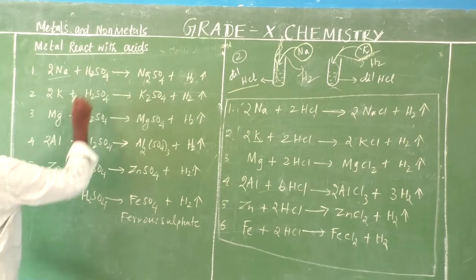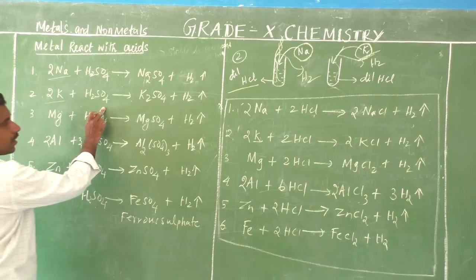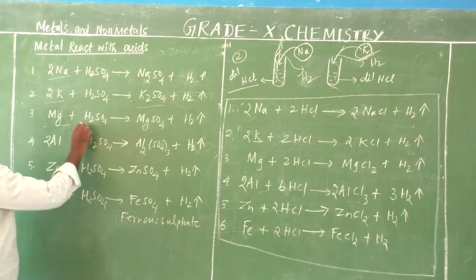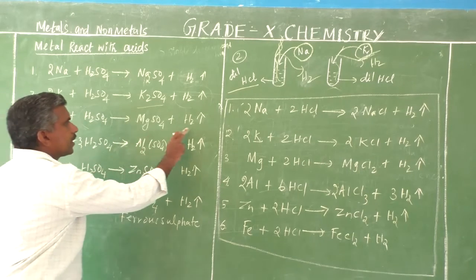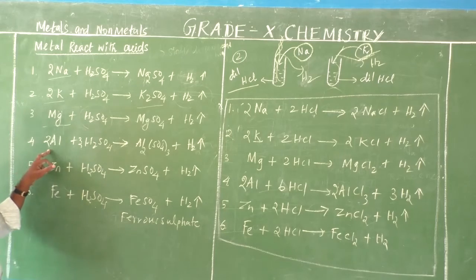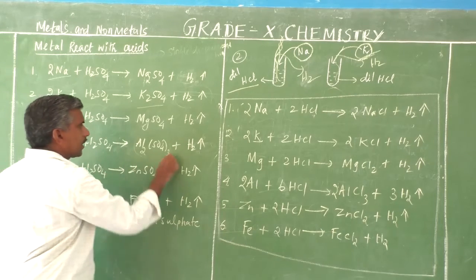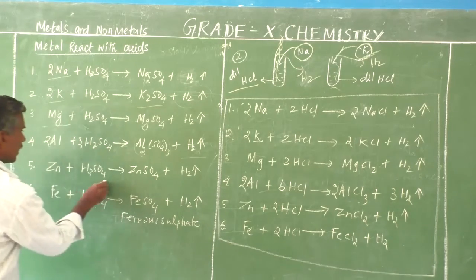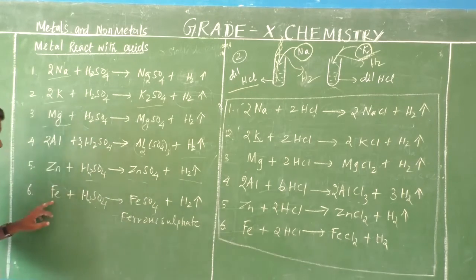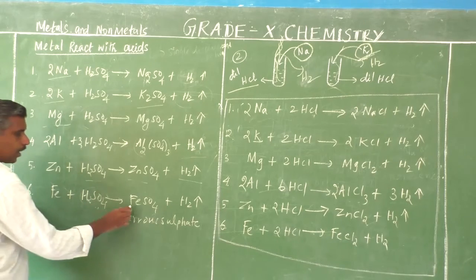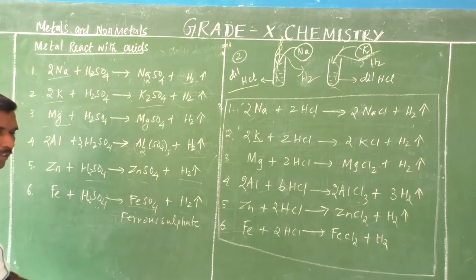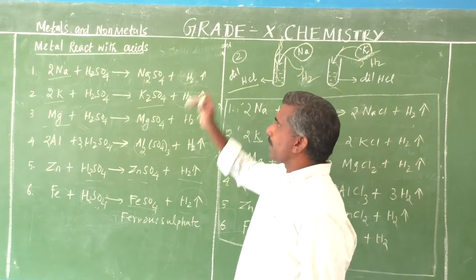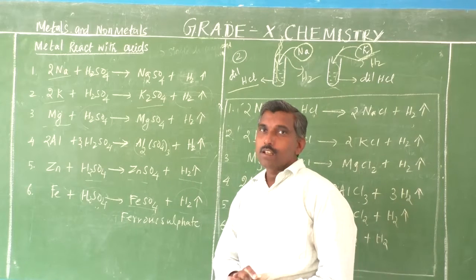This is a metal reacting with acid. Potassium reacts with sulfuric acid to form potassium sulfate and hydrogen gas is evolved. Magnesium is a metal that reacts with sulfuric acid to form the salt magnesium sulfate and hydrogen gas. Aluminium reacts with sulfuric acid to form aluminum sulfate and hydrogen gas. Zinc reacts with sulfuric acid to form zinc sulfate and hydrogen gas. Iron reacts with sulfuric acid to form ferrous sulfate and hydrogen gas. So in all these, the metal reacts with the acid to form salt, and hydrogen is liberated.